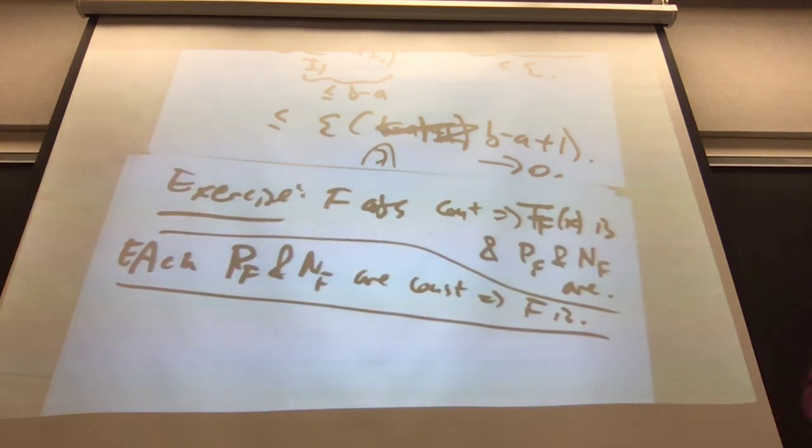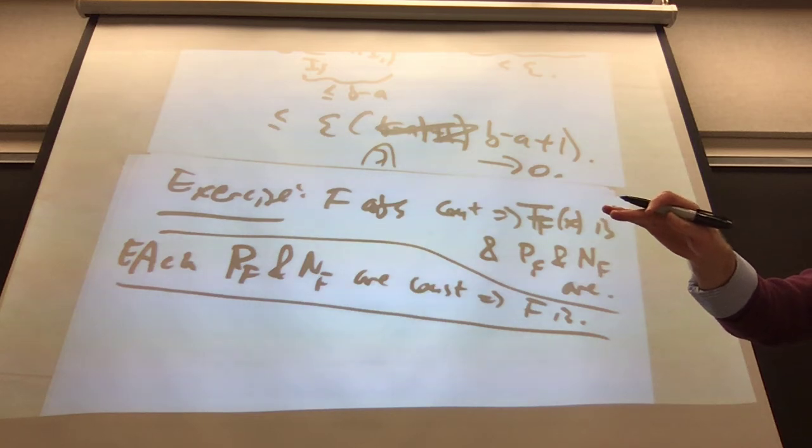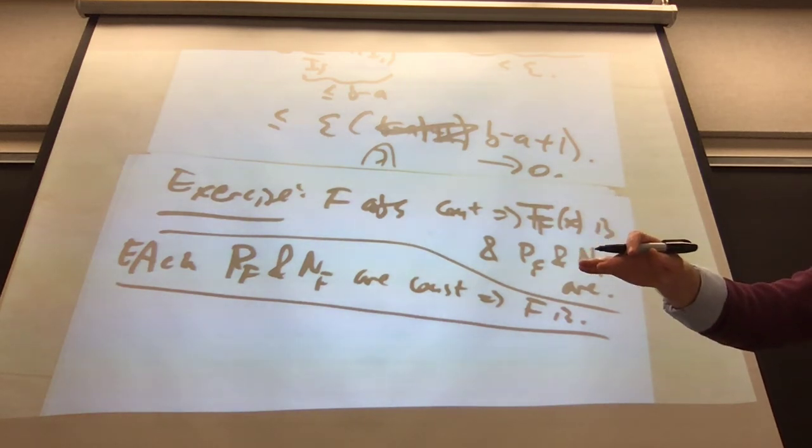Okay, so we showed that f of b equals f of a. And now do it for increasing functions. If it's increasing and f of b is f of a, then it's constant everywhere.